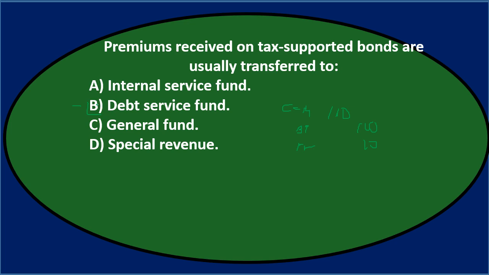Just be careful in future questions that the key point here is the premium received on the tax-supported bonds. The principal received, the 100,000, may be going somewhere else.